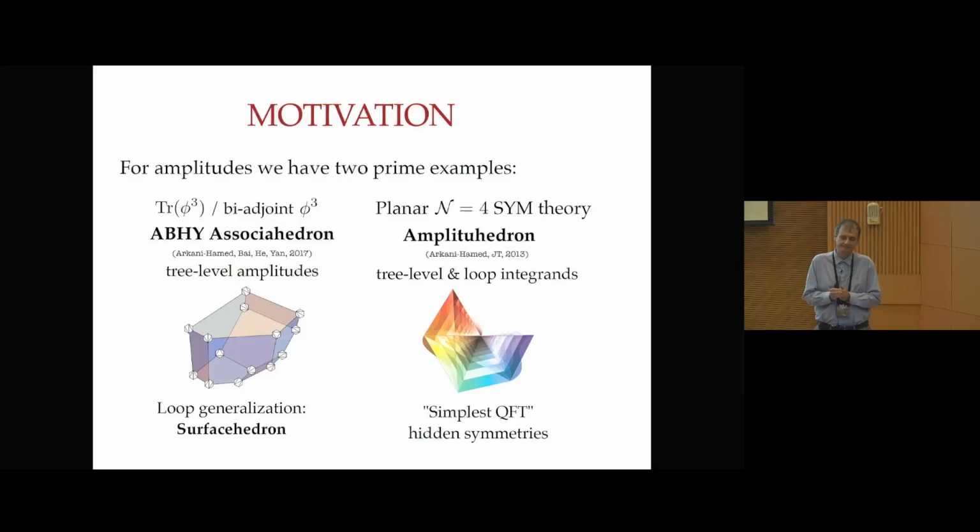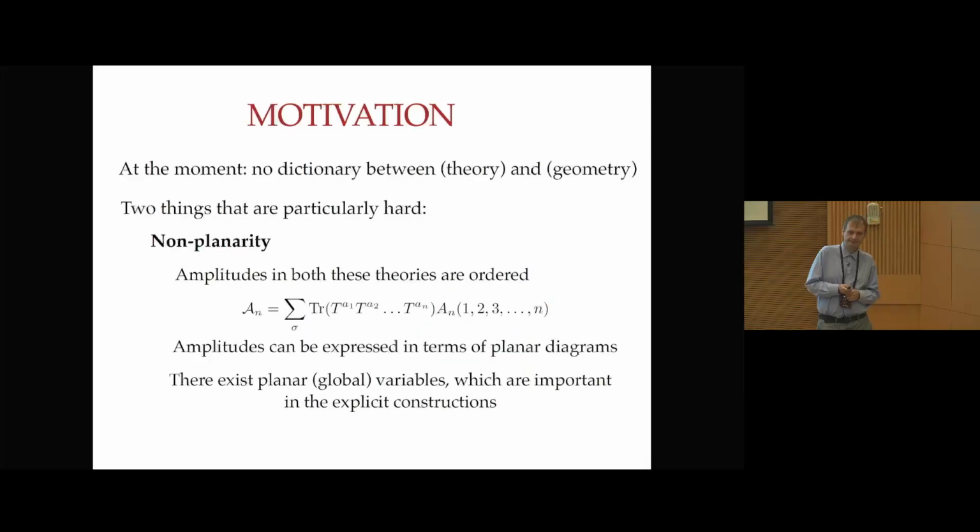But as we know from two to three decades of work on this theory, the amplitudes are surprisingly simple and exhibit a lot of properties. And therefore, it's not completely surprising that this is exactly the theory where the positive geometry plays an important role and the amplitude is captured by the amplituhedron. So as I said, at the moment, we don't have a dictionary between a theory and a geometry. So we have to go one by one.